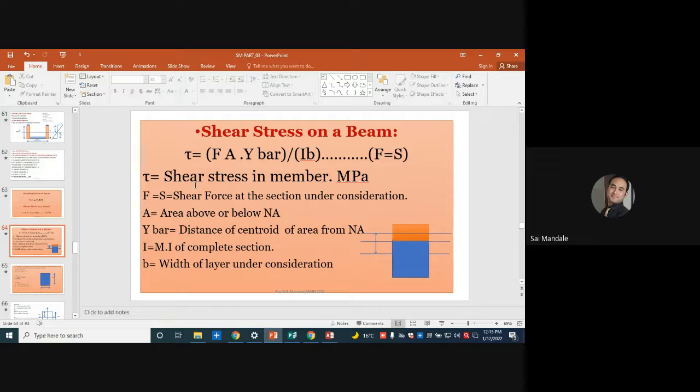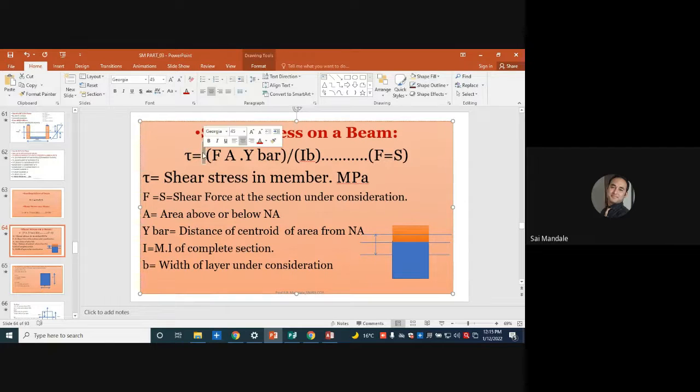Okay, so let's see the different terms and their meaning and units. Tau is your shear stress in the beam and it has unit Newton per mm square. F is the shear force, and force has a unit of Newton. Then A is the area above or below, so it has unit mm square. Y bar is the distance of the centroid of the area, so it is a distance.